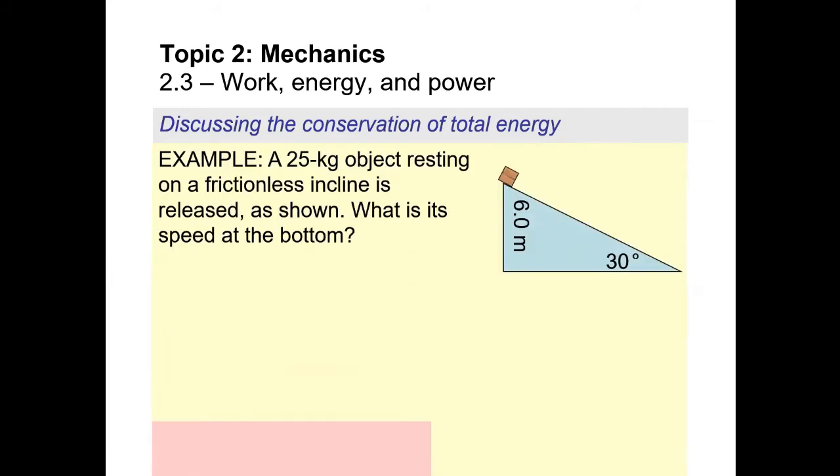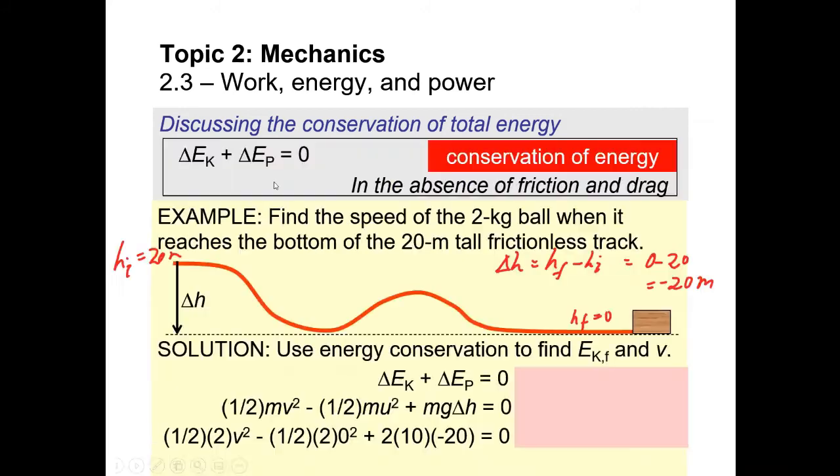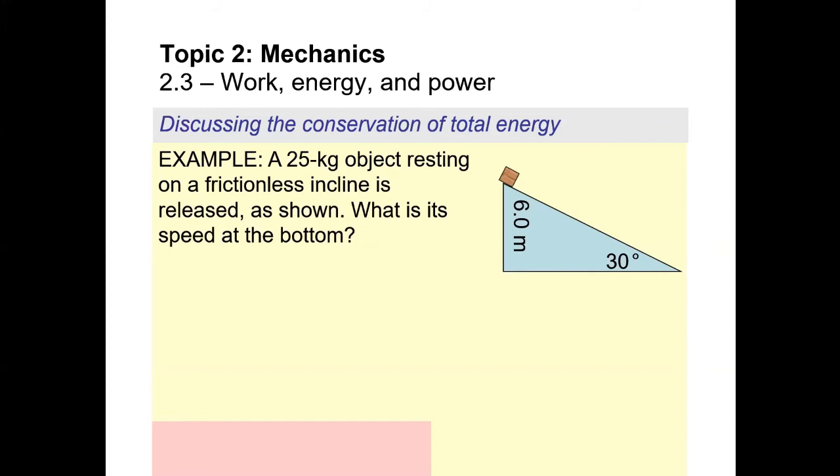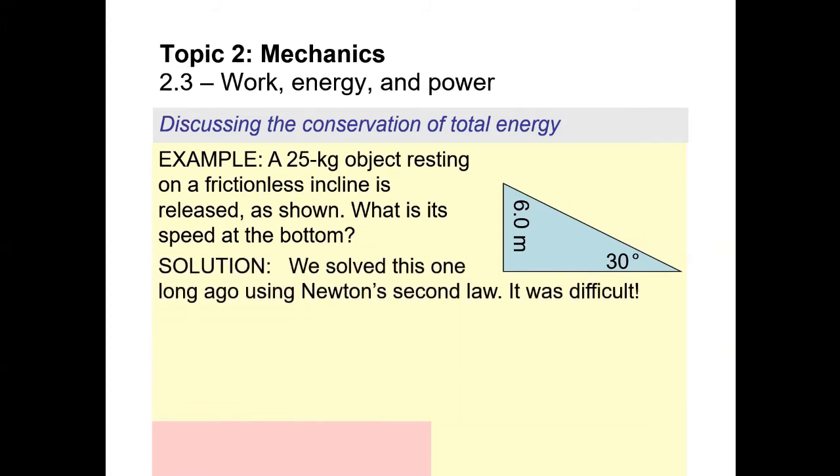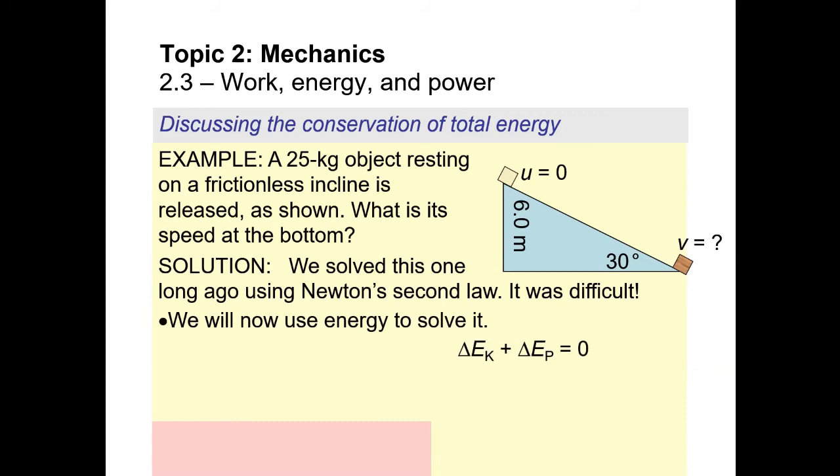A 25 kilogram object resting on a frictionless incline is released. What is its speed at the bottom? We solved this one long ago using Newton's second law. It was kind of difficult, actually. We will now use energy to solve it. Initial kinetic energy is 0. We are looking for the final kinetic energy.